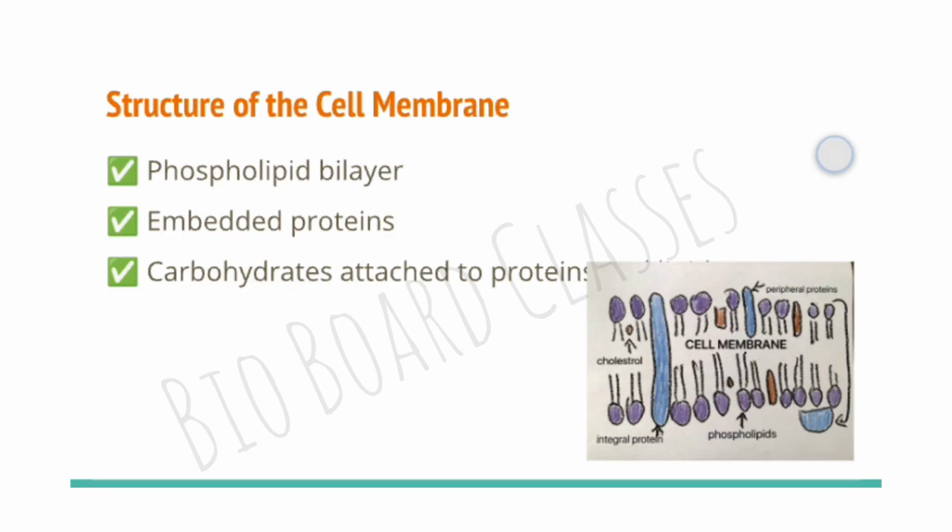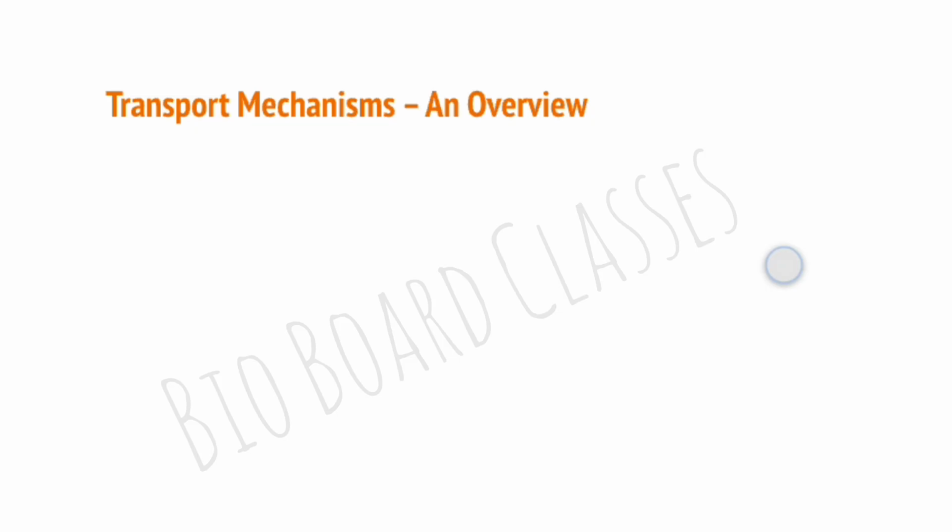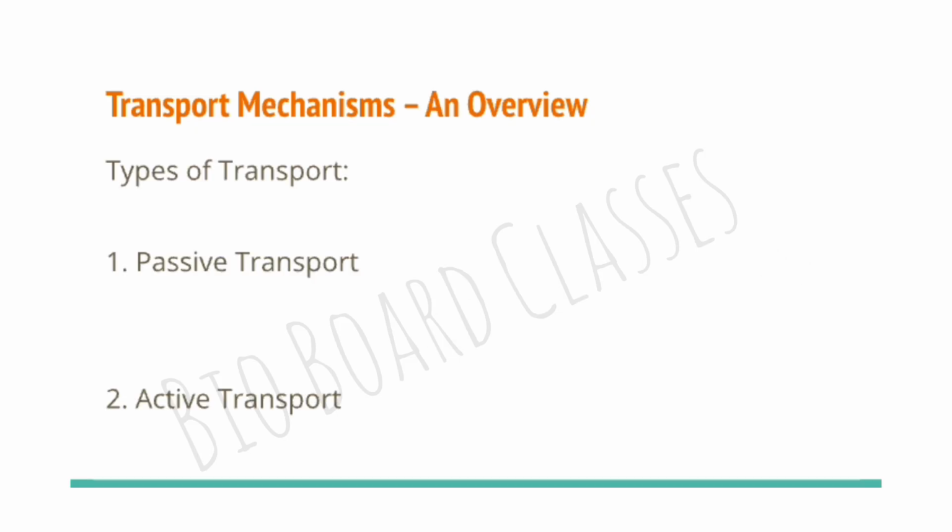Within this bilayer, proteins are embedded and act as channels, carriers, or receptors. Carbohydrates are attached to the proteins or lipids on the outer surface, helping cells recognize each other and communicate. Transport across the cell membrane is crucial for nutrients, gases, and waste to move efficiently.